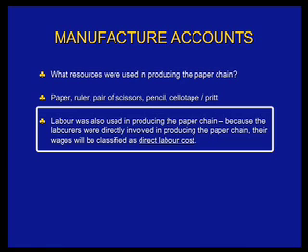Because the laborers were directly involved, that's you, in producing the paper chain, their wages will be classified as a direct labor cost. I repeat, the labor that went into the manufacturing of the paper chain is what will be classified as direct labor cost.